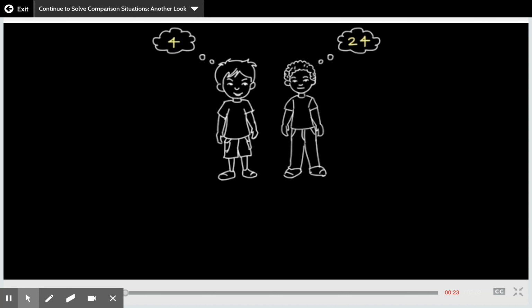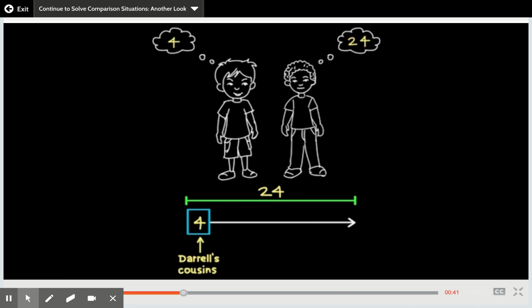We can use bar diagrams and equations to model comparison problems. Make a bar diagram. We show how many cousins Robert has, 24. That's quite a few cousins. Then we show Daryl's 4 cousins. There are definitely not as many cousins in Daryl's family.